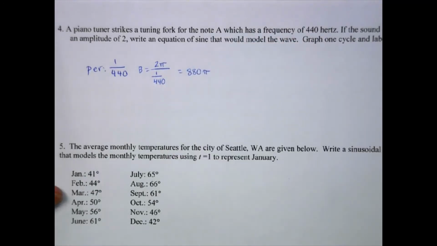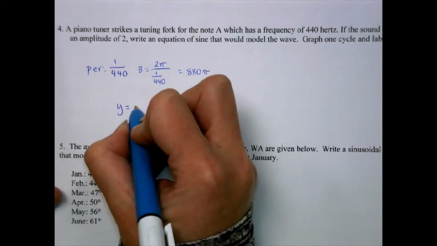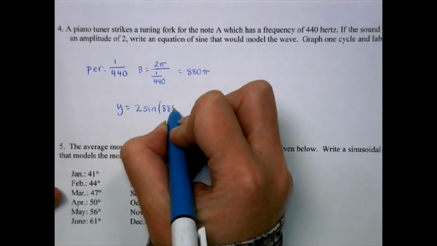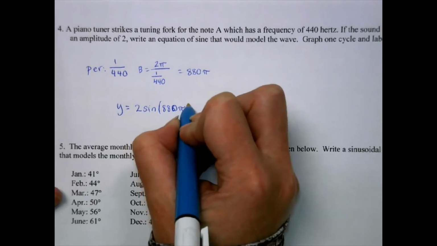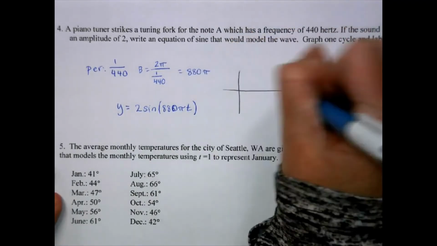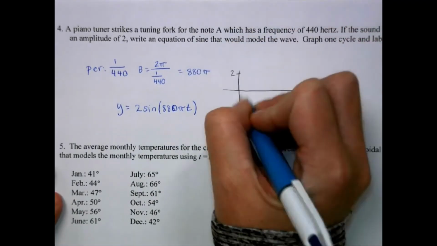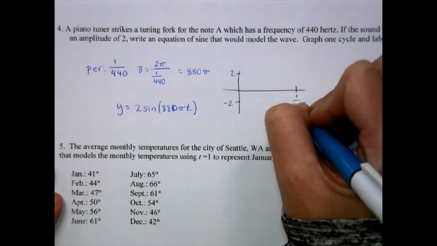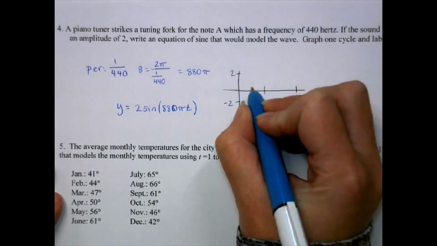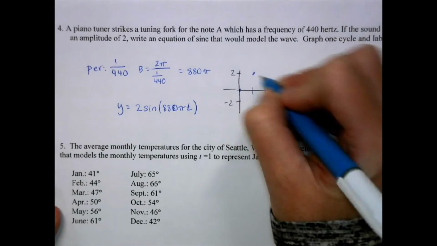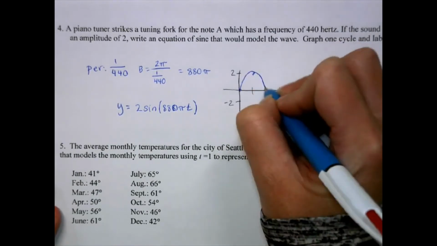So my equation is going to be y equals 2 sine 880 pi, we'll just say t for this. For my graph, my amplitude is 2, my period is 1 over 440, and then we will graph. Sine wave.